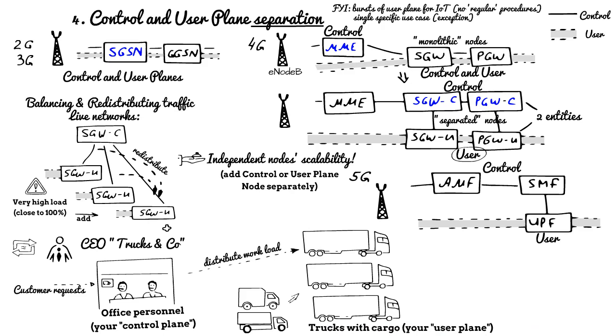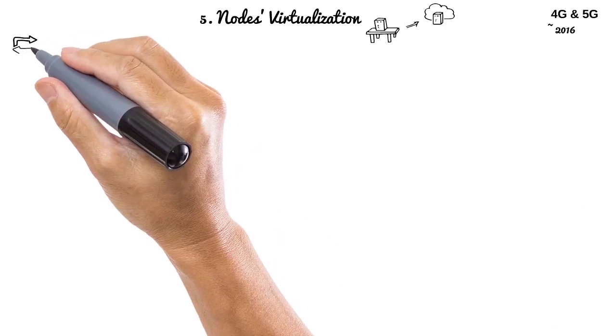Functional separation in action. Another next improvement happened with mobile networks. It was nodes virtualization. It came to the picture after 4G networks were deployed and were working for more than 5 years worldwide, and it was a few years before 5G was to come. What virtualization are we talking about in this context? A little bit of history with an analogical example.